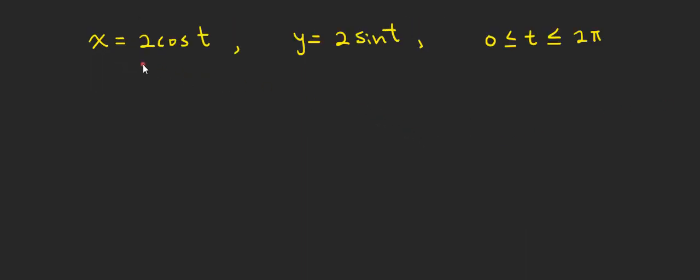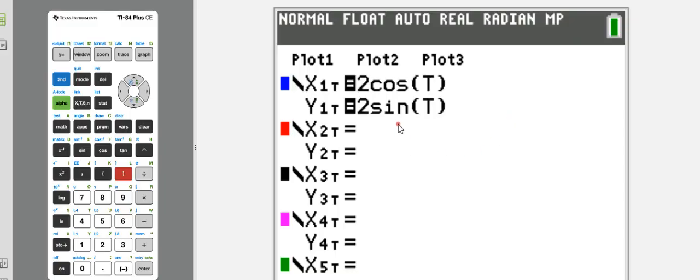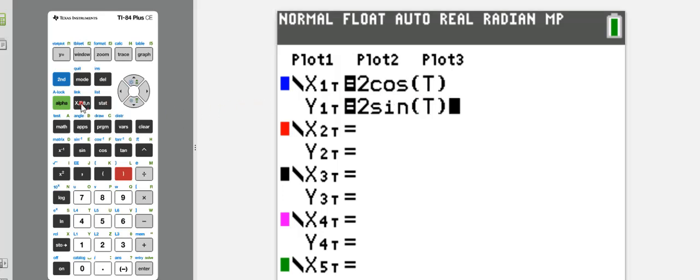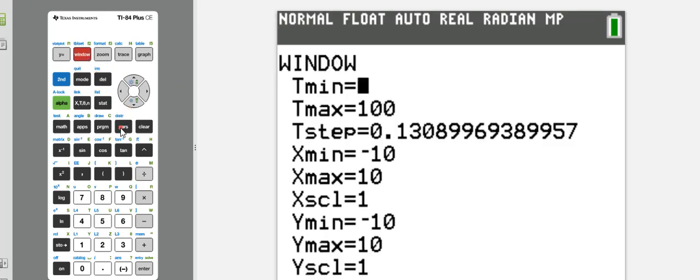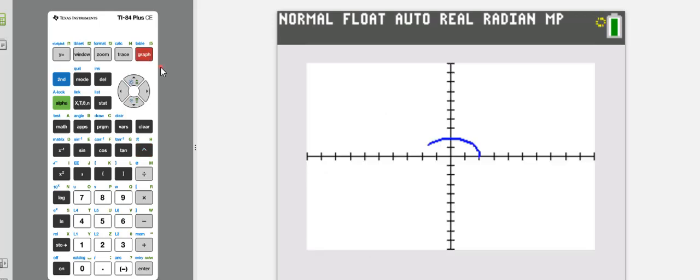Now let's see what happens when we graph x equals 2 cosine t, y equals 2 sine t from 0 to 2 pi. So I'm going to put my x1 as 2 cosine t, y1 as 2 sine t. Remember, when you press this button now, you will get t. And let's go to window. t is going from 0 to 2 pi. And let's graph and see what happens.